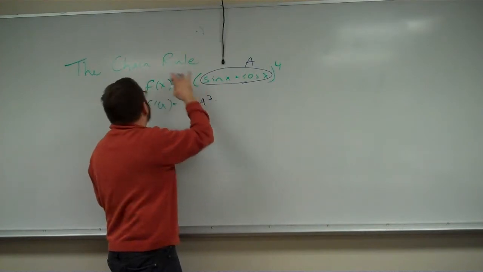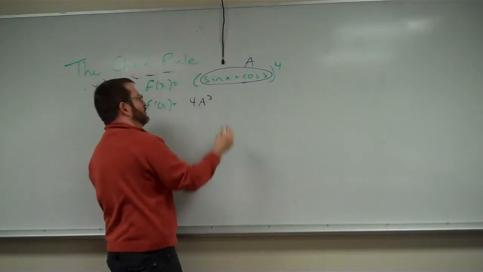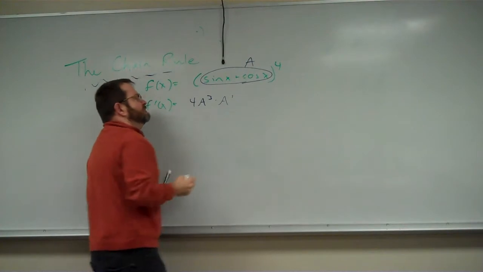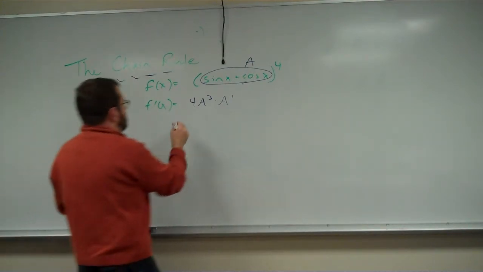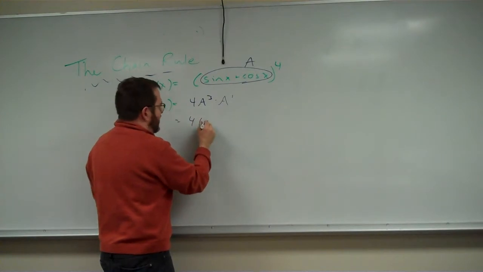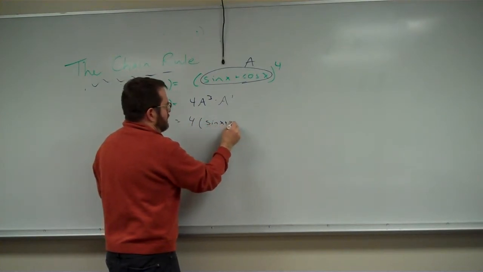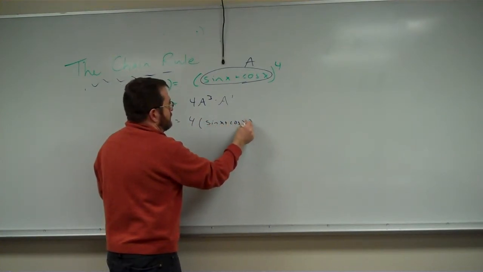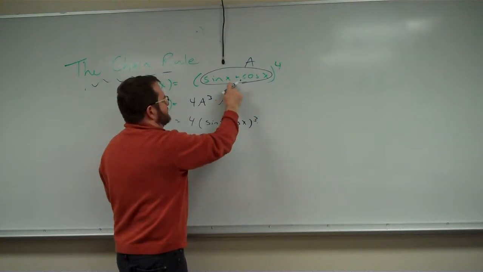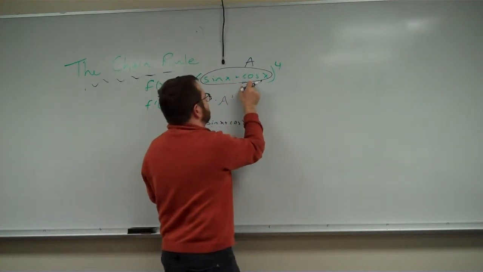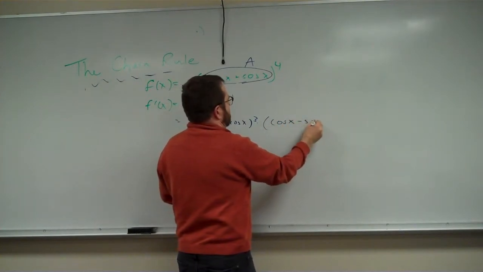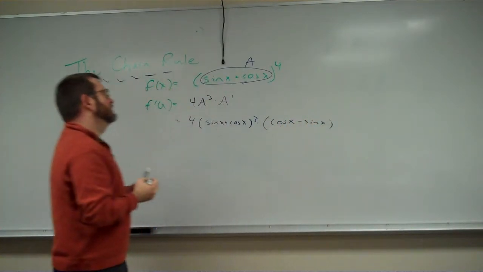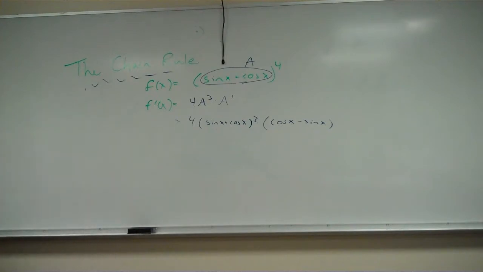And now we know from our chain rule that we're going to be multiplying that by a prime. So then this will be 4 times that a cubed, times the derivative of this. What's the derivative of sine? Is it cos minus sine? That's right, it's cos minus sine. And that would be fine. You don't need to multiply all that out or anything like that.